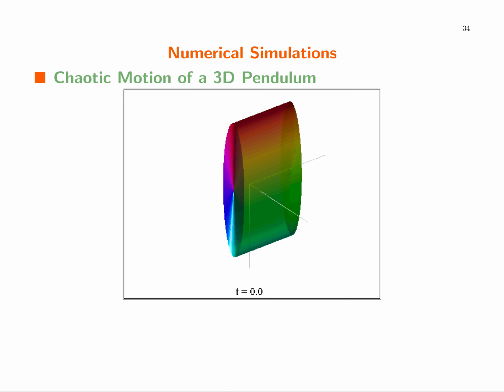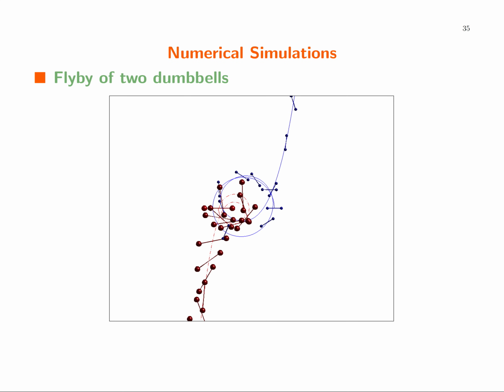So one of the challenges, if you will, in describing dynamics on Lie groups, is to develop numerical methods which are well defined on the full configuration manifold. The next example we're looking at is the interaction of 2 dumbbells. These are basically 2 spheres connected with a rigid massless rod. They're interacting via their mutual gravitational interactions. So this is the flyby of 2 dumbbells, and you'll see that they interact under their mutual gravity.